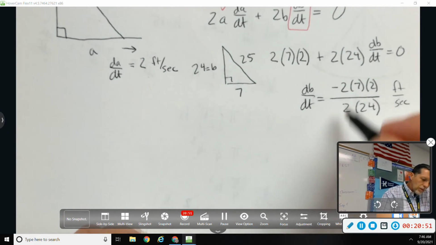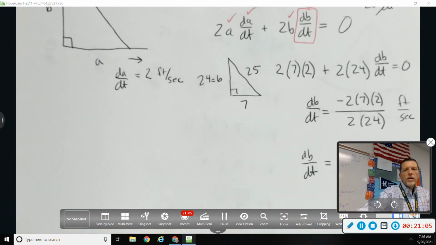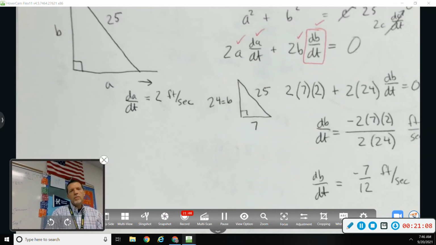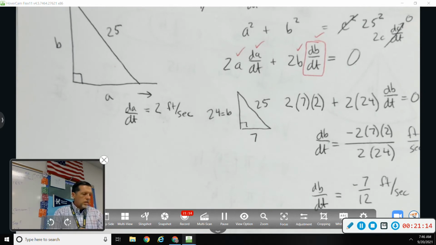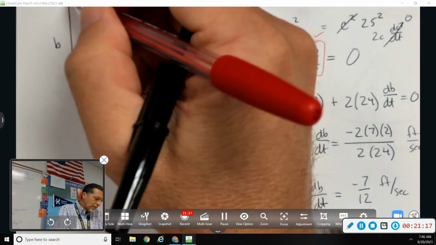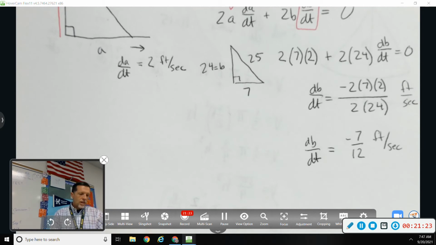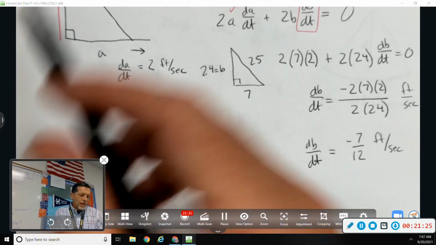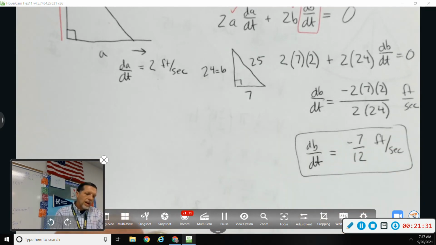And then, yes, if we wanted to simplify, the 2s would cancel. 2 and 24 would reduce. So negative 7/12 feet per second. For this particular problem, does it make sense that dB/dt is negative? Yeah, it's moving down. So if B is the length of this piece, that piece is getting shorter. So it makes sense that it's negative. I have no idea if it makes sense that it's 7/12, so that would require more understanding than I have. But I at least feel good that it's negative.